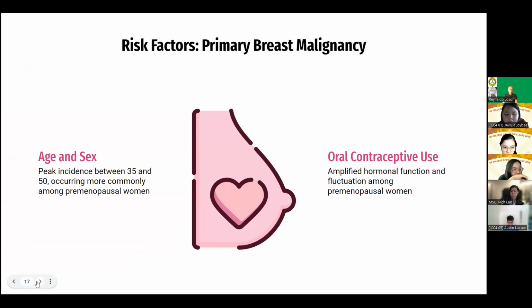So the risk of benign breast diseases is often associated with age and hormonal factors. And while the etiology of breast cysts is currently unknown, or hindi pa super clear, most breast cysts are associated with the aberration of normal development and involution. So for the age and sex, breast cysts have already been found to occur more commonly among premenopausal, perimenopausal, and postmenopausal women, with the peak incidence between 35 and 50 years of age.